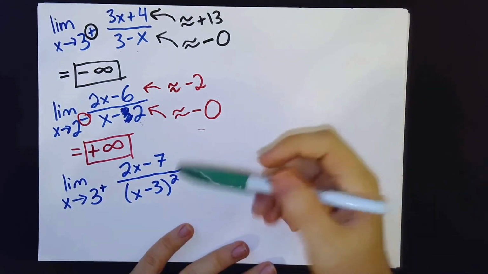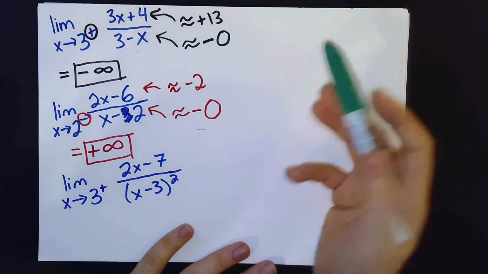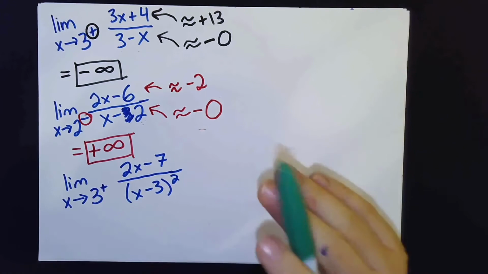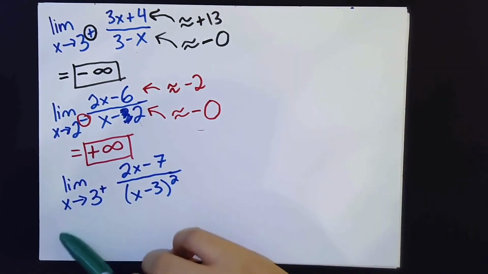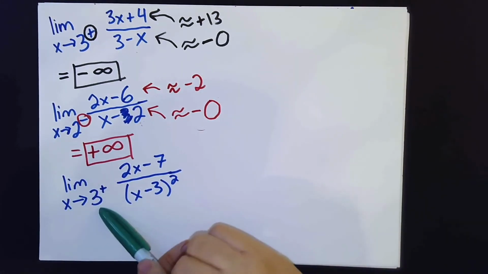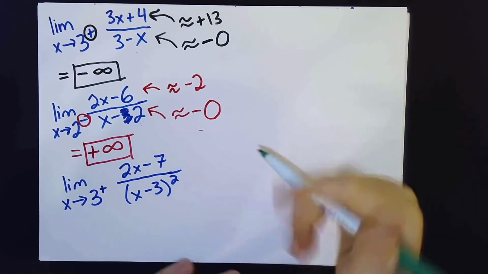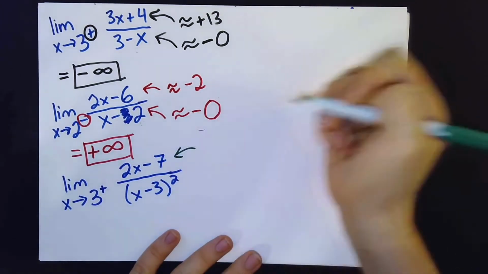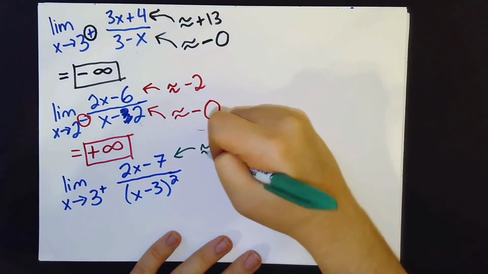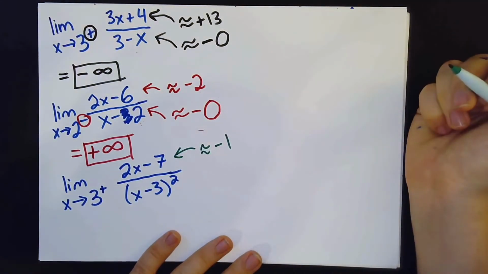Okay. So let's do one more example, and I'll warn you in advance, I'm going to do it from both directions, so don't get too excited that it's going to be over yet. We've got here the limit as x goes to 3 from the right of (2x minus 7) over (x minus 3) squared. So what's happening to the numerator here? It's going to be minus 1.